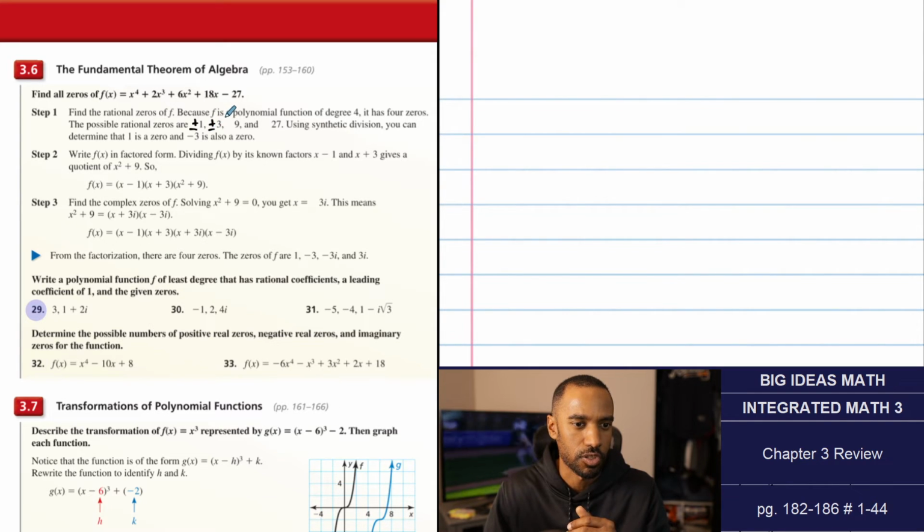So factors of 27 over factors of 1 are plus or minus 1, plus or minus 3, plus or minus 9, plus or minus 27.